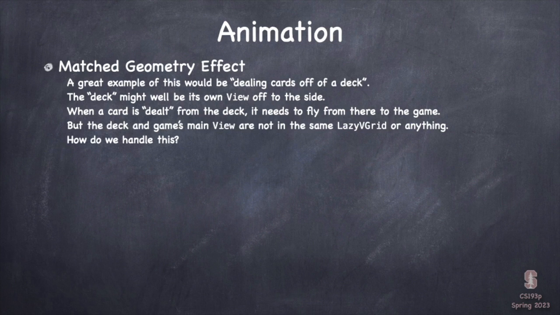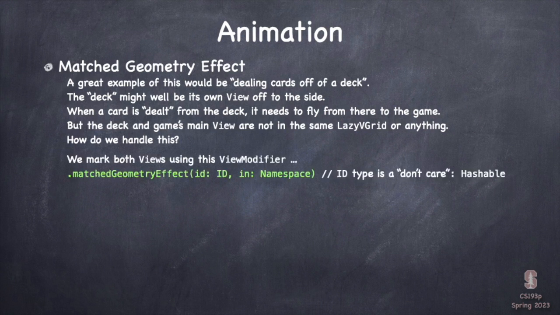So let's talk about an example of doing this. Let's say in our memorize game, we wanted to deal the cards out. We're not going to just have them appear. We want them to deal out from a deck of cards. Well, we would have the deck maybe in the bottom corner or somewhere else. And then we would have our field of cards in our LazyVGrid. They would be in different containers, clearly. I would just put the matchedGeometryEffect view modifier on both of them, the one that's in the deck view and the one that's in my memorize game view.